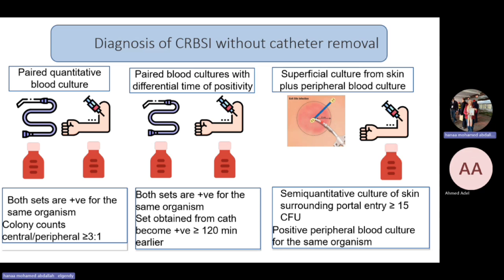Superficial culture from the skin plus peripheral blood culture, and we found that the semi-quantitative culture of the skin surrounding the portal entry accounts for more than 15 colony forming units. Positive peripheral blood culture for the same organism. So we take culture from around the inlets or exit of the catheter, and we found that the same organism was found in the peripheral culture with a high colony count in the culture taken from the skin.